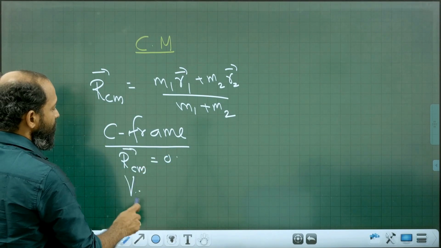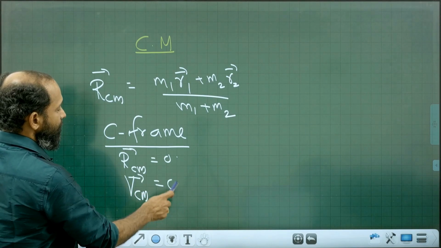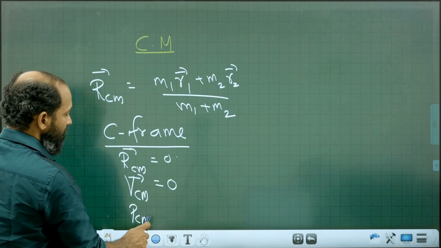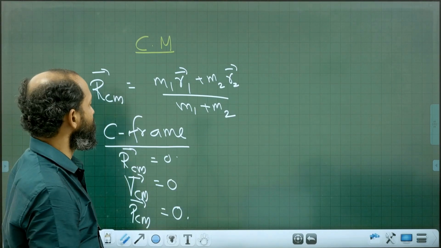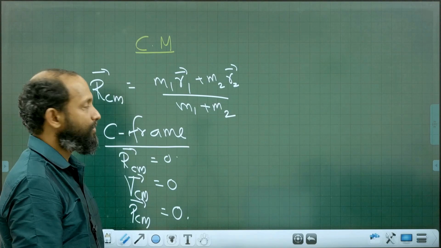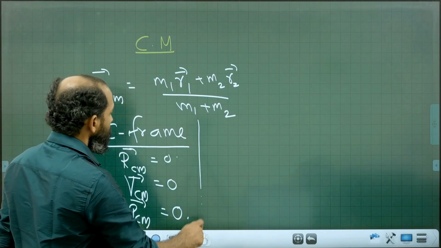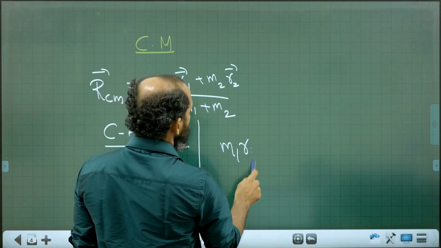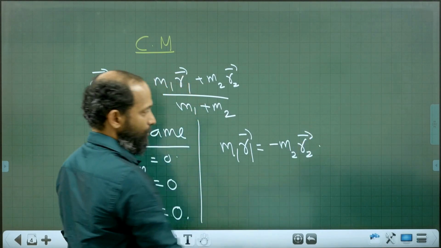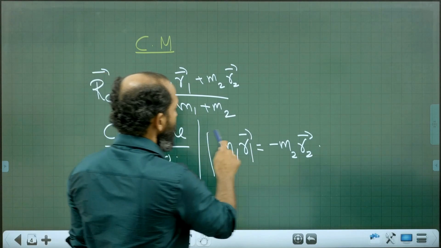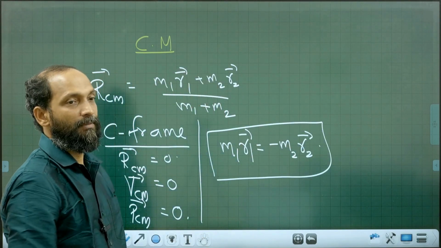That is why the velocity of center of mass will be 0. That is why the momentum of center of mass will be 0, so called zero momentum frame. C frame is also called zero momentum frame. Then we can also write m1 r1 is equal to minus m2 r2. So this concept is very much used in many situations.